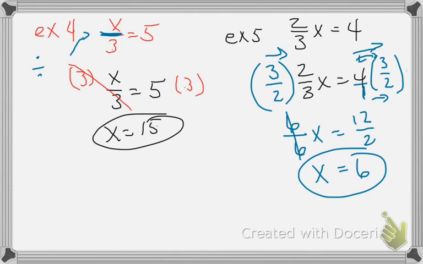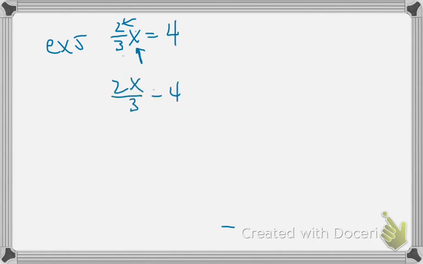Now, there is another way, and I'm going to show you real quick. This is the same example. Alright, we had 2/3 x equals 4. Alright, so here's another way. Remember how I told you could put this x here with the 2, so you can make it look like 2x. 2x over 3 equals 4.